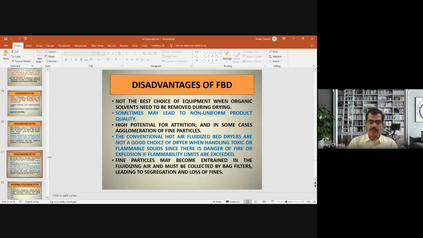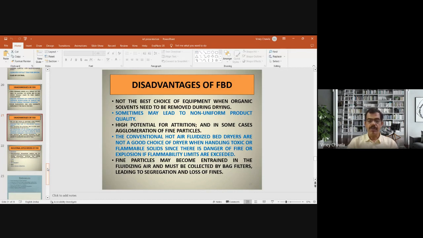Lastly, the fine particles may become entrained in the fluidized air, and they should be collected by bag filters. So I would say that even if the bag filters are retaining 10 to 20% of the total feed, this can be a substantial loss, specifically if the product is very costly. In case of very potent products, this loss can be substantial. So this needs to be carefully chosen in case of such products.